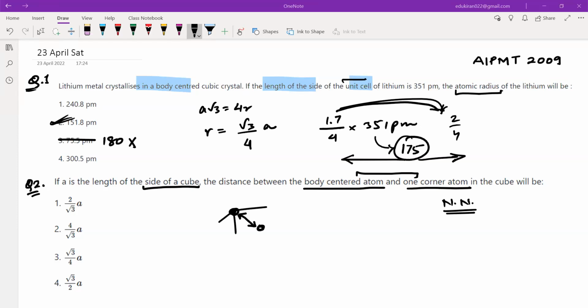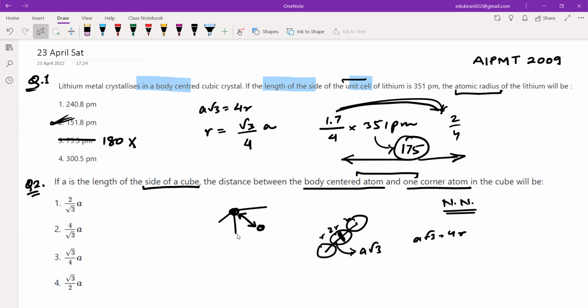Sir, is it option number 4? Second nearest or first nearest? First nearest neighbor, no? Body center atom and corner atom, the first nearest neighbor. Okay. So we have 3 atoms like this, and these all are touching each other, right? And this is the body diagonal, which is A root 3. This is R, 2R, and R. So A root 3 is equal to 4R.